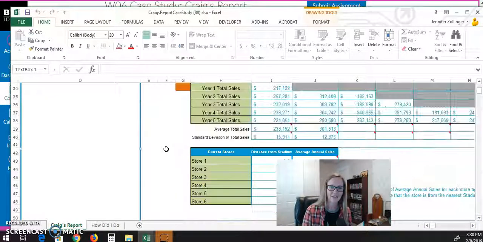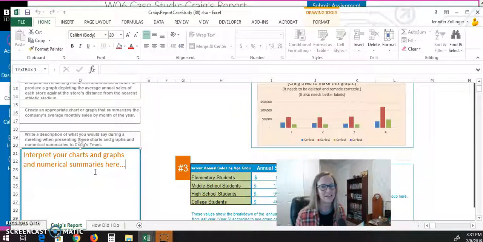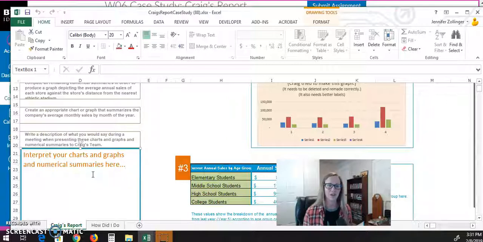And then the last thing is this section here, and it says write a description of what you would say in a meeting if you're presenting these charts and graphs. Keep that in mind when you're filling this in. It says interpret your charts and graphs. Keep in mind this is what you would say in a meeting, so not just this chart says this, this chart says this, but maybe a little bit more than that. Something you would actually say if you were presenting these.